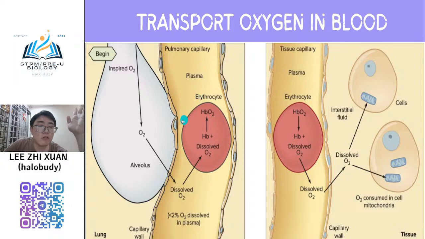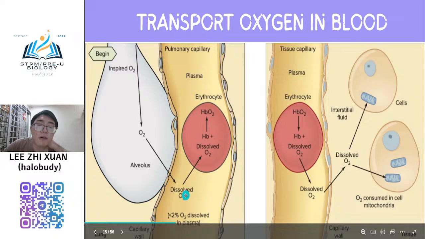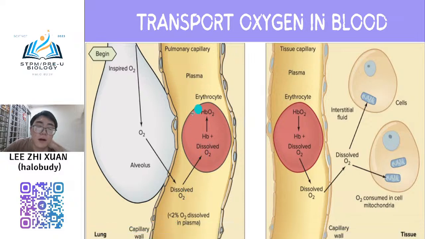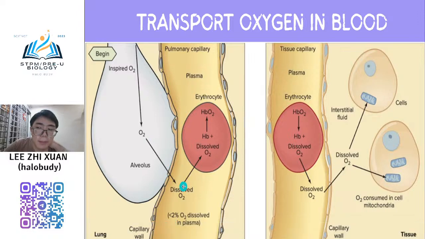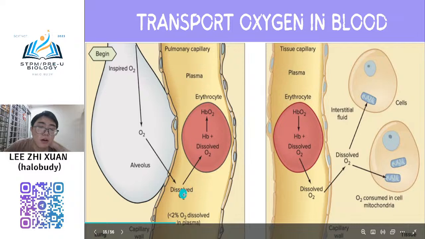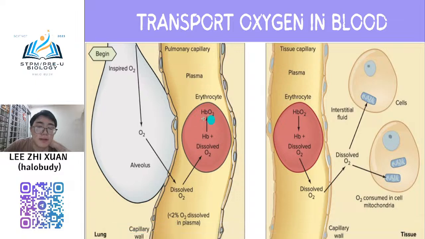So you know diffusion, right? The diffusion theory that you learned in semester 1. Simple diffusion of oxygen gas is down the concentration gradient. So the alveolus has the high oxygen concentration, so oxygen will diffuse from the alveolus into the blood capillary. It first diffuses into the blood plasma, and after that the oxygen will diffuse into the red blood cell, the erythrocyte.